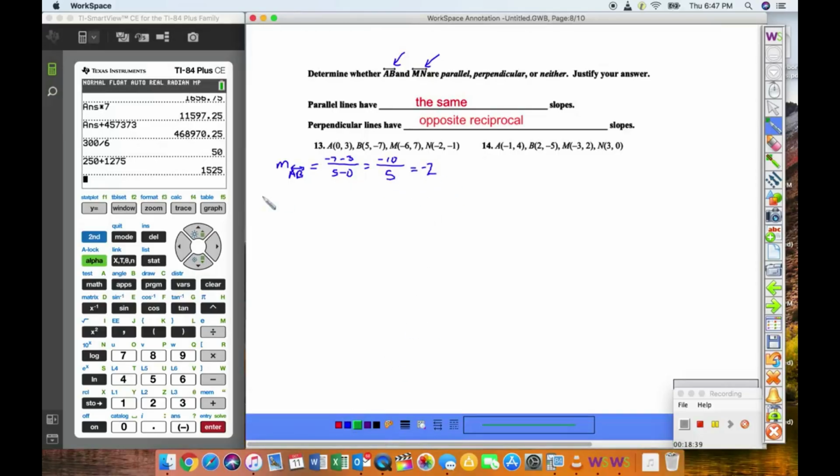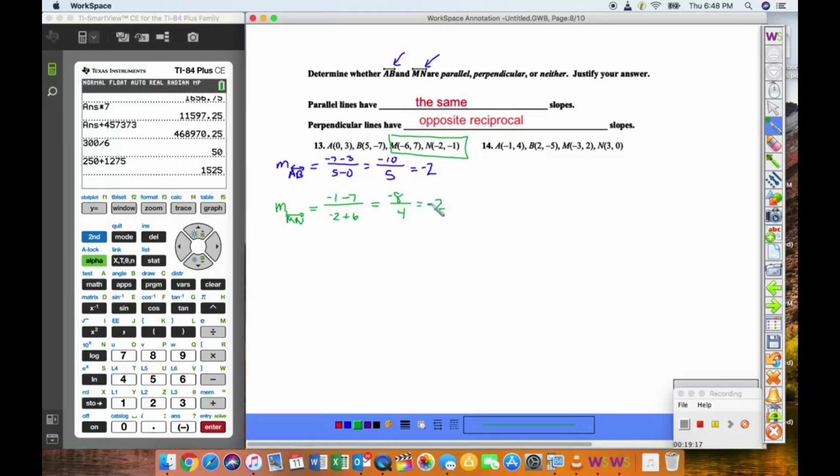Now, what we need to do is find the slope of line MN. So that's how we write that. If the slope of line MN is -2, they're going to be parallel. If the slope is +1/2, they're going to be perpendicular. And if it's none of those, then they're neither parallel nor perpendicular. So let's see what happens. Line MN, using these two points, M and N, would be -1 minus 7 over -2 minus a -6, which is a plus. -8 over 4, which simplifies to -2.